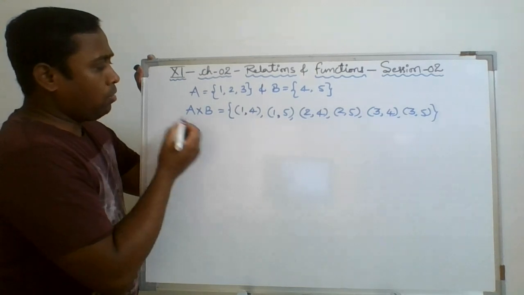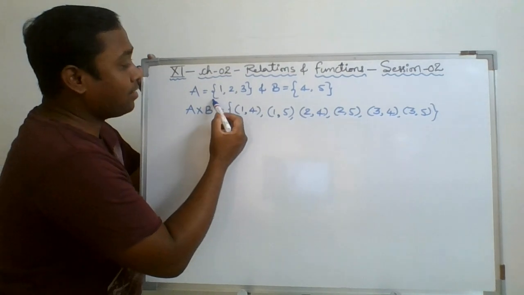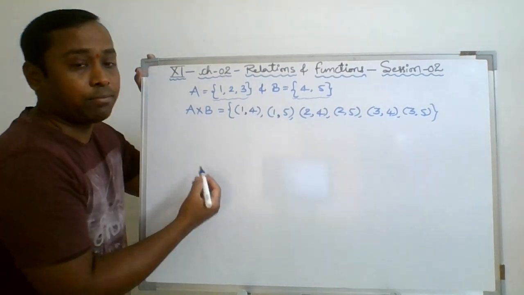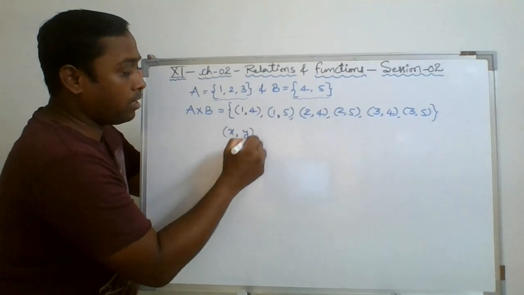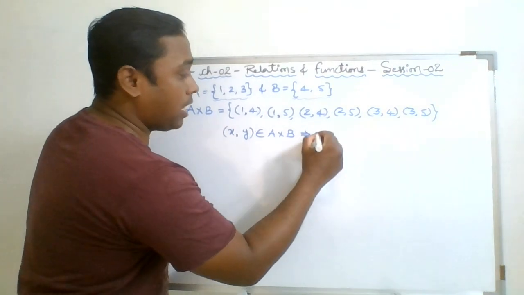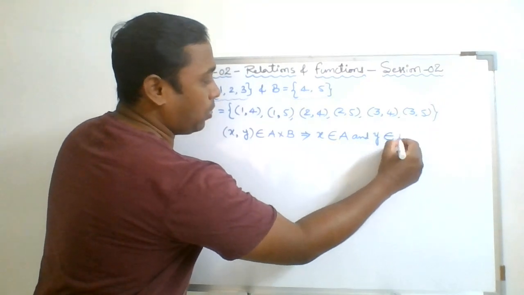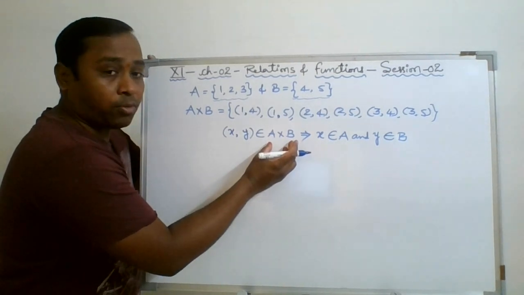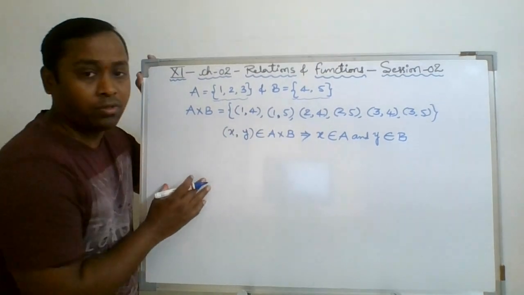Okay. So now I am trying to relate x and y. When I say x and y, x stands for the element from set A, y stands for the element from set B. So when I say the ordered pair (x, y) belongs to A cross B, which implies that x belongs to set A and y belongs to set B. Remember, an ordered pair belongs to the Cartesian product means the first element belongs to the first set and the second element belongs to the second set.